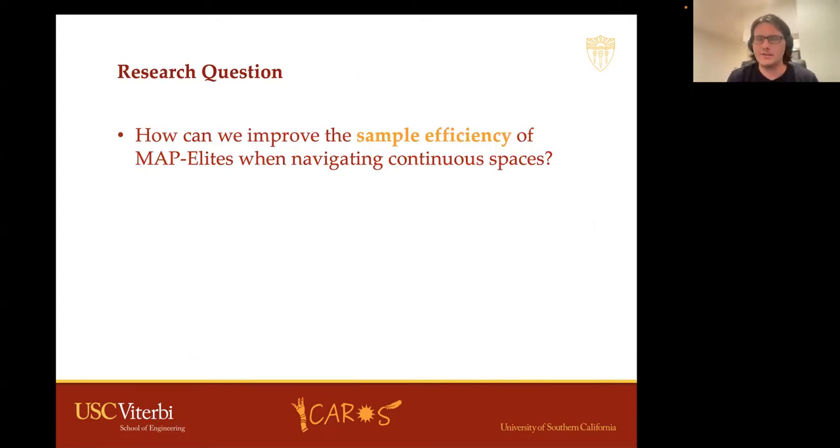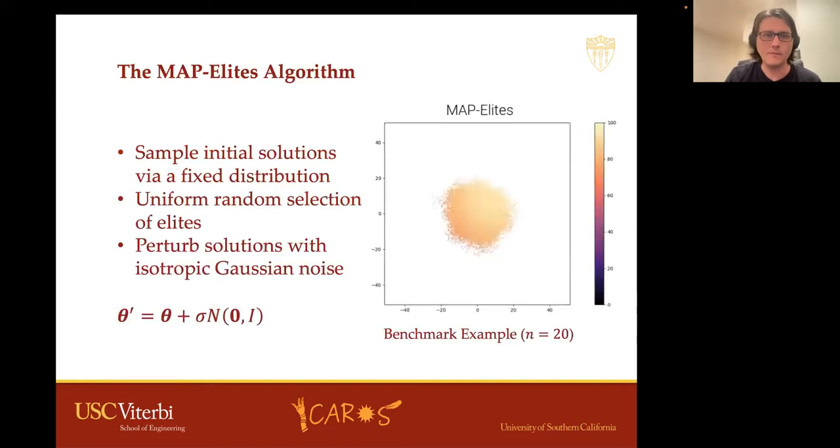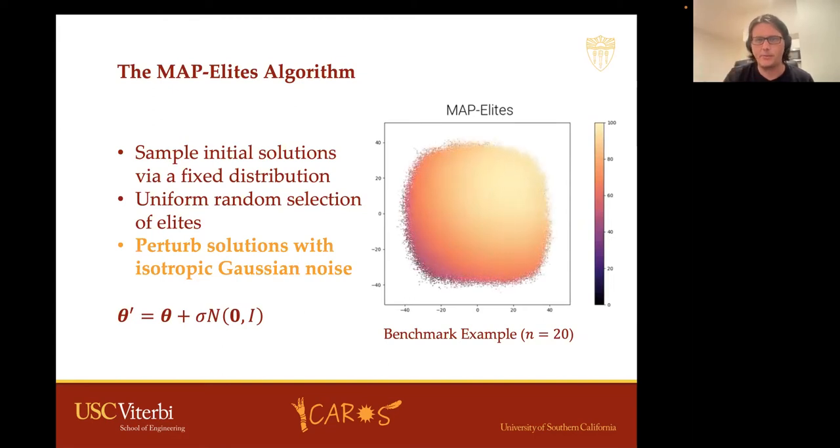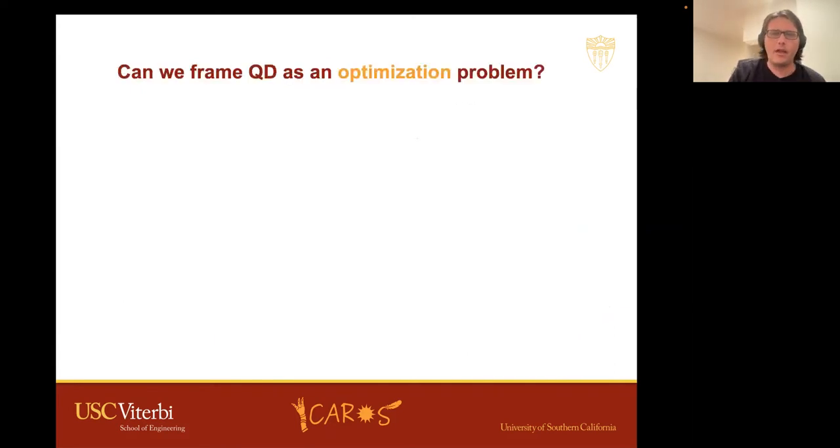But MAP-Elites is a very simple algorithm, and also very efficient. And so one of the first problems I worked on in my PhD is how do I improve the sample efficiency of MAP-Elites for continuous optimization? And so the candidate that I found that I thought I could improve the most on was these isotropic Gaussian perturbations, because the algorithm behaved more like a sampling algorithm than an optimization algorithm. And so I thought, well, how can we frame QD as an optimization problem itself?